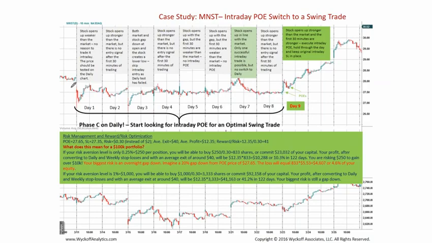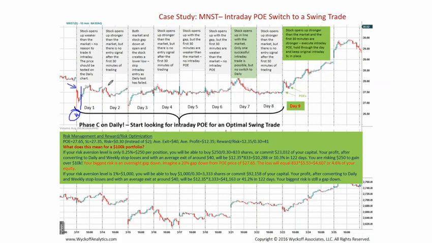So on day number 1, Monster Beverages is just going down with the gap so much. In the first 30 minutes, which is where we want to observe any type of action by the stock, we're definitely weaker than the market. So we're not interested in coming in and day trading this stock on this day.